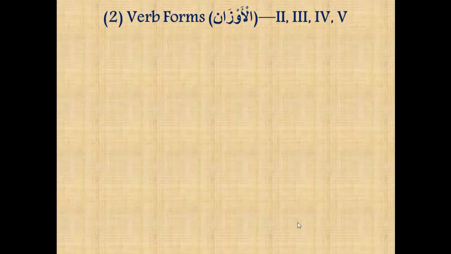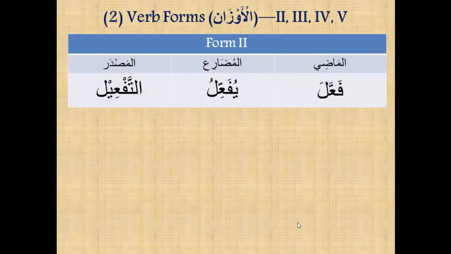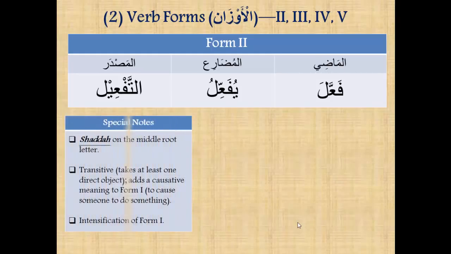Okay, let's start form 2. Form 2 sounds like this. فعل for the Madi, يفعل for the Mudari', التفعيل for the Masdar. فعل يفعل التفعيل. Notice the unique characteristic about form 2 is the shadda. The shadda on top of the middle root letter. This creates a doubling of the sound or delay in the sound. فعل يفعل.